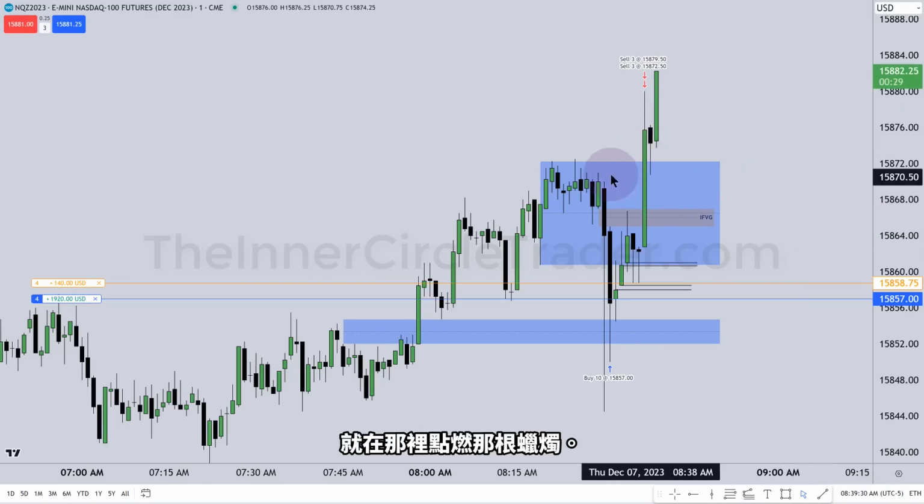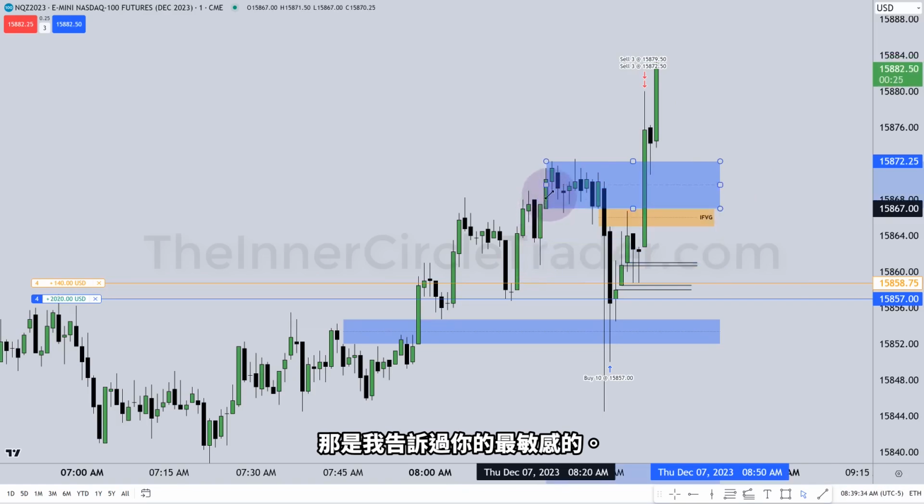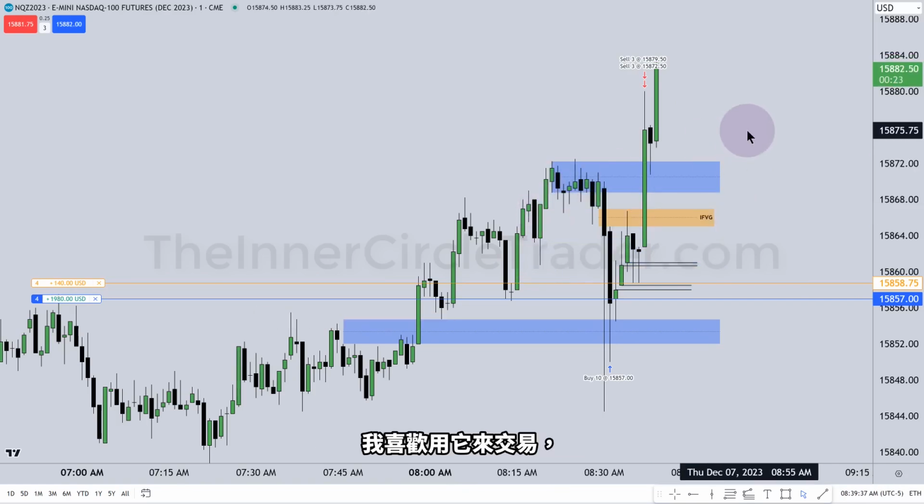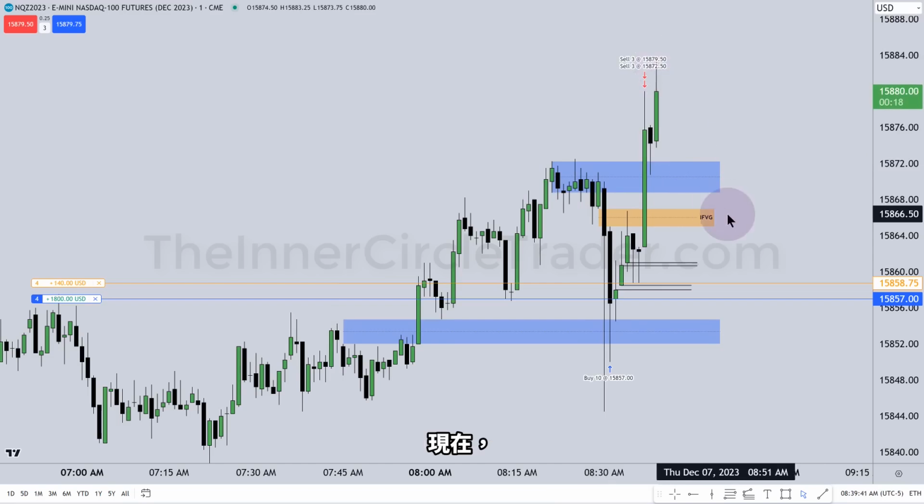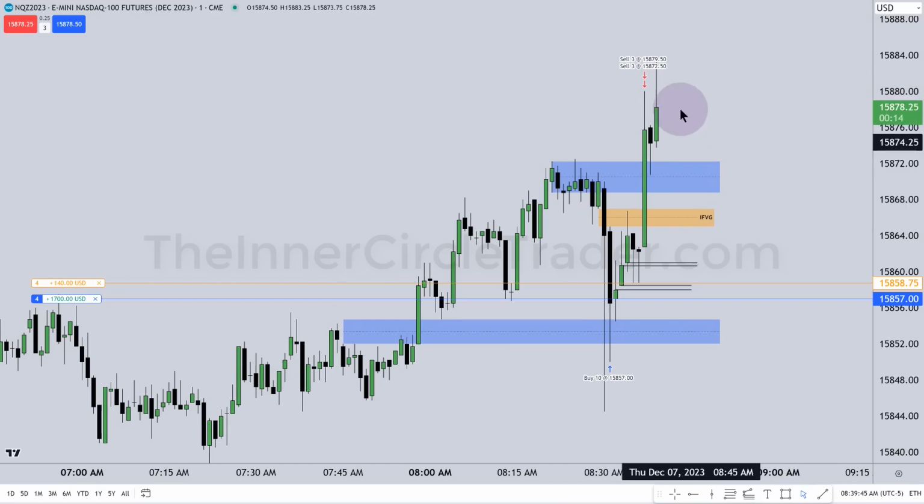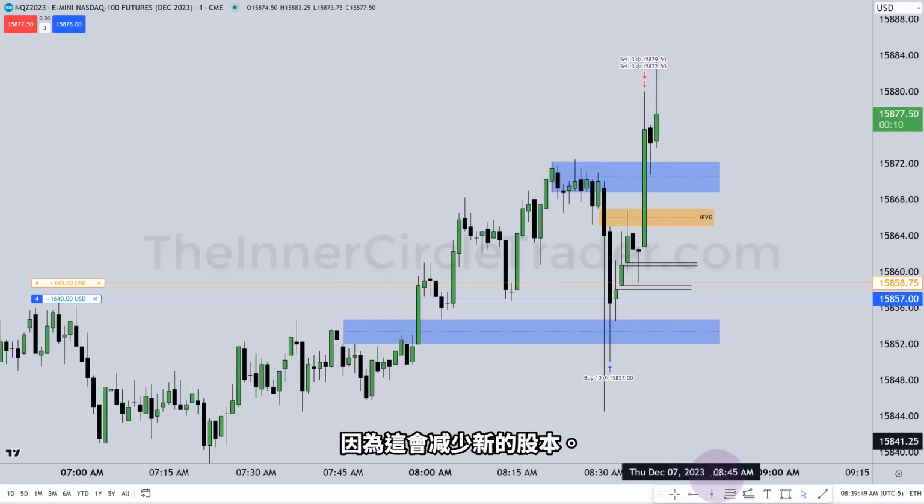So you can see how it came down, hit that up-close candle right there. That's the one I told you it would be most sensitive to. I like to use that one. It traded down into that, and then we're seeing another higher high. Now, because I'm jawboning, I would have taken another one contract off above here because that's running down new equity.